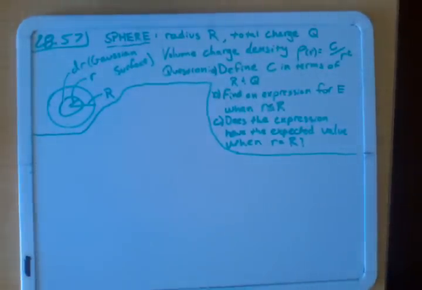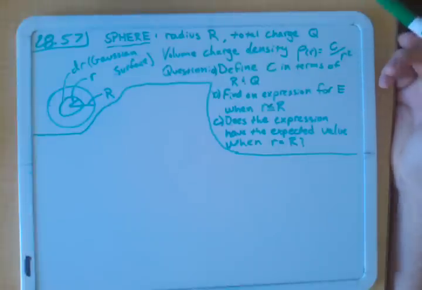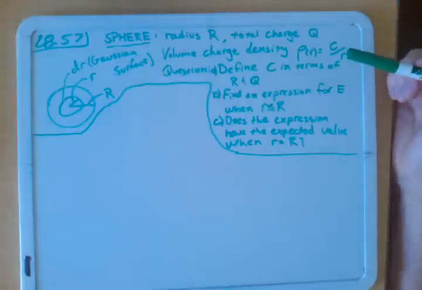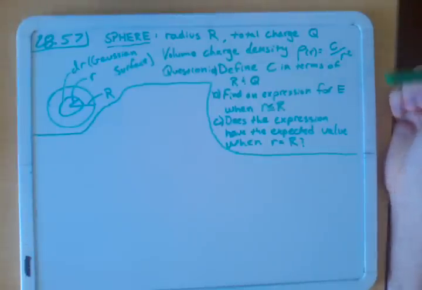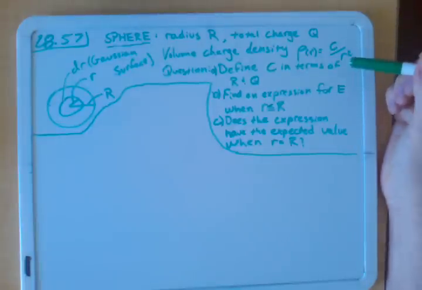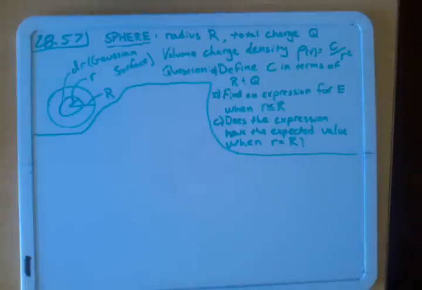Alright, so I'm going to be doing chapter 28, problem 57, and the question is asking, a sphere of radius R has a total charge Q. The volume charge density in coulombs per meters cubed within the sphere is rho equals C over r squared, where C is a constant to be determined. So part A is asking you to define C in terms of R and Q, so we're going to go ahead and do that by integration using the left-hand side of Gauss's law.